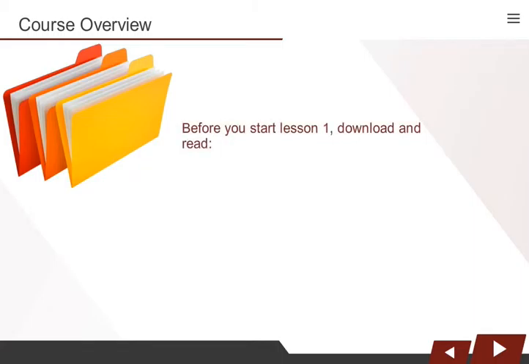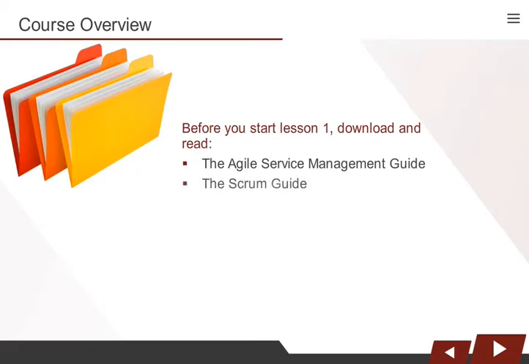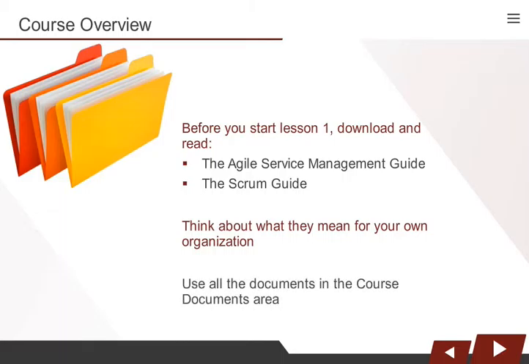Before you start the course material, there are some actions you need to complete to get the most out of your course material. Go to your course documents area and download the Agile Service Management Guide, which includes the glossary of terms, and the Scrum Guide. Make sure you read these before you move on. Think about what they mean for your own organization and what you want to achieve from your studies. Your course documents area contains other useful information such as a copy of the course exercises and their solutions, as well as your study guides.